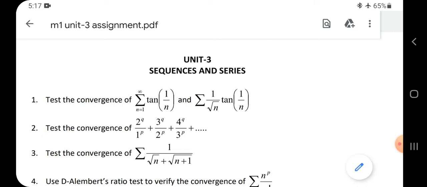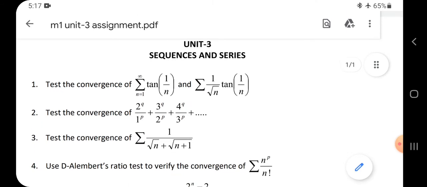So once again, I just remind you regarding the unit number 3, sequence and series of Mathematics 1, R18 and R20 batches, JNTUH Hyderabad. I have just given the important problems of unit number 3. Once again, you go through it, and today I am also going to give you the complete key of these important questions. Just look at this once again.